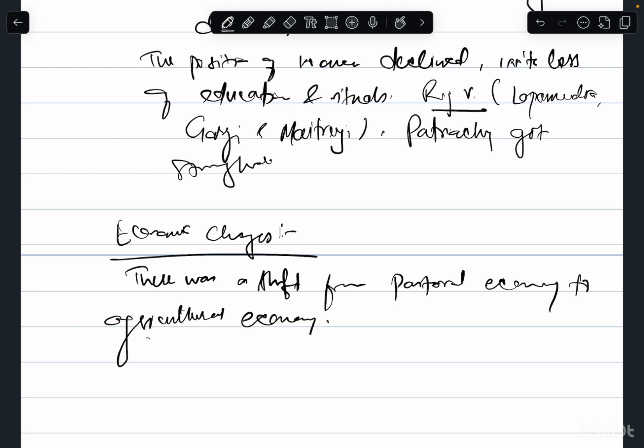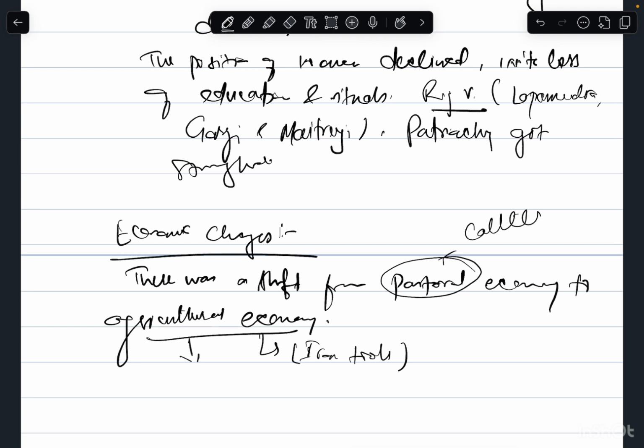Now, why this agricultural economy? The reason was the coming of the iron tools. So that thing again you can mention here in your answer. Okay. And now that they are talking about agriculture, in the pastoral economy, cattle was very important. Here, land became a very important asset. Okay, so it became a very important resource.